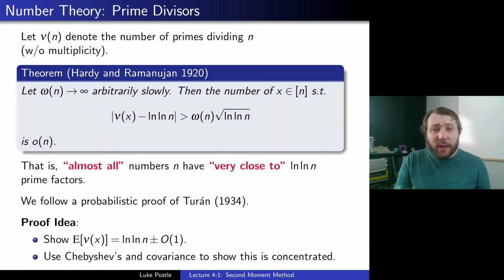And we're going to use Chebyshev's and the covariance to show that this is indeed concentrated. To show this, we're going to apply Chebyshev's Inequality to show that the probability that you're that far away, Omega(√(n log n)), is actually quite small. All right, so that is the plan. Let's proceed with the plan.